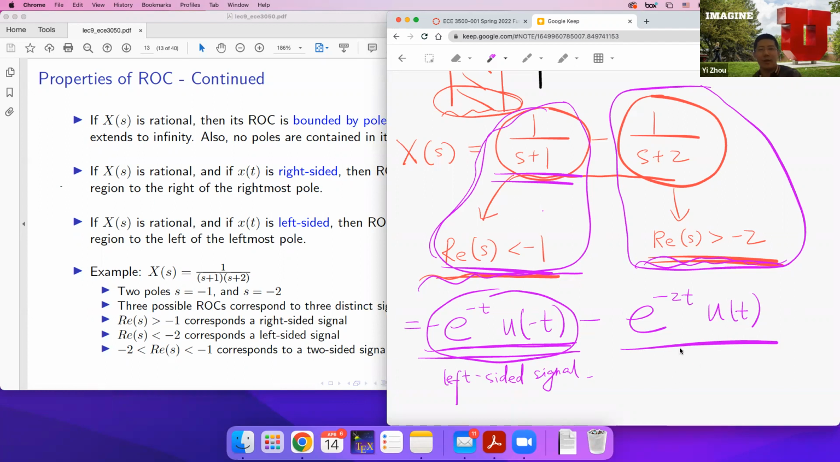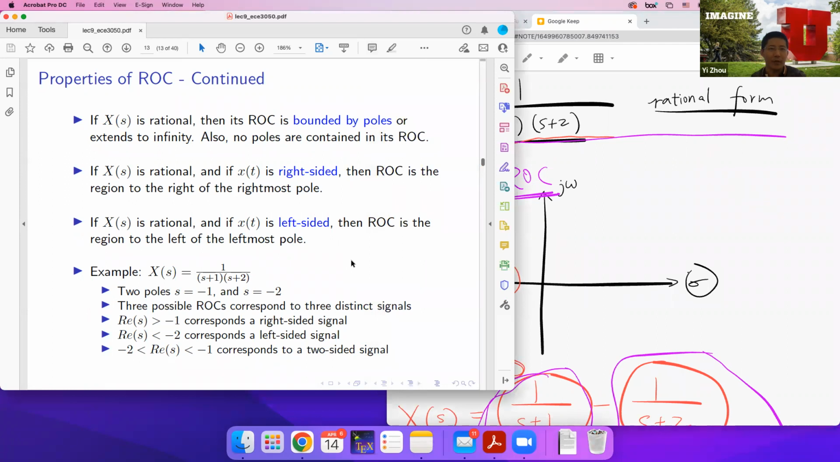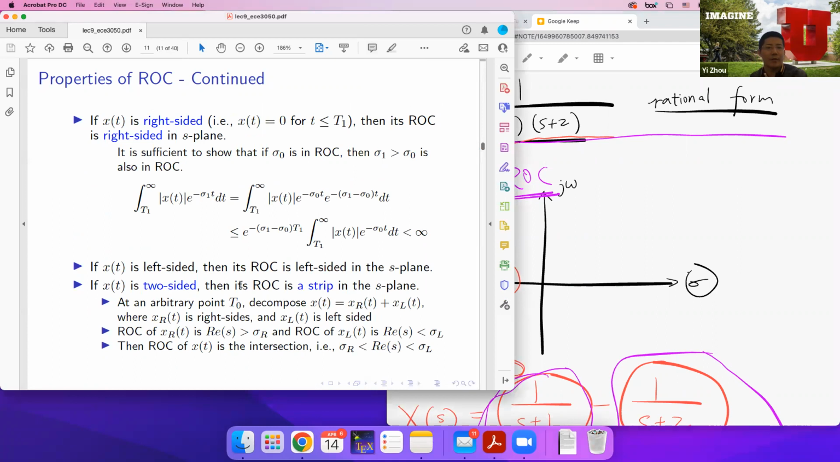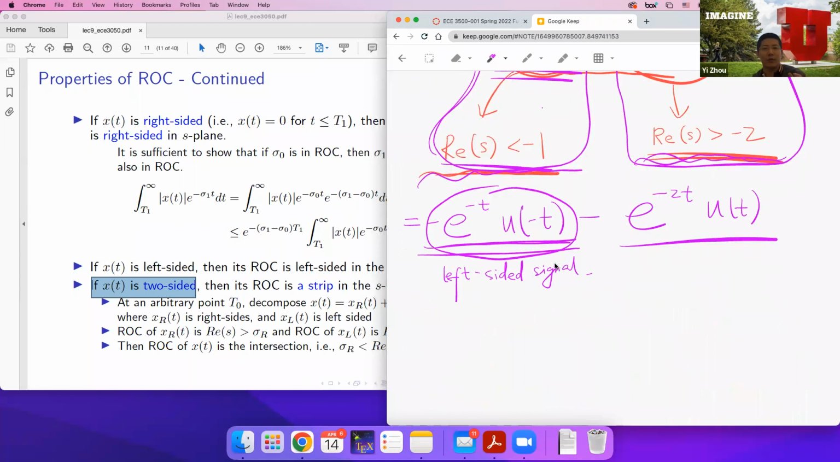Moreover, if you look at the entire Laplace transform, we have this big Laplace transform, which is again in rational form. The given ROC is a vertical strip between negative 1 and negative 2. So in this case, the ROC is a vertical strip, and by this rule, the signal has to be two-sided. If you look at the final result that we found, the final signal is a sum of a left-sided signal and a right-sided signal. So this entire signal is two-sided. All these are consistent with these basic rules.